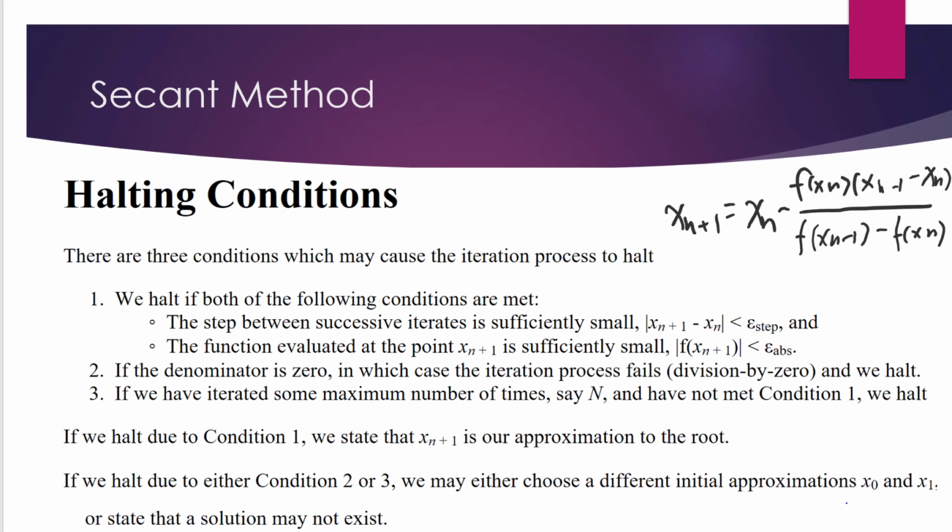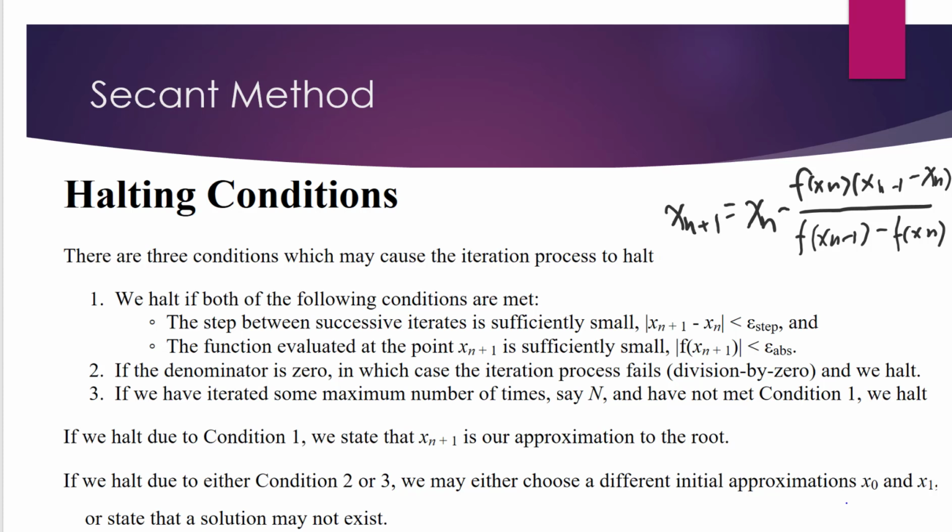All right. The last halting condition is that if we have iterated some maximum number of times, say N, and haven't met condition 1, which means the process didn't converge within that number of iterations, then we halt. This method belongs to the open methods, so there is no guarantee that this process will converge. Sometimes by using the secant method we can find the root, and sometimes we cannot. So we always set up a maximum number of iterations we want to do.